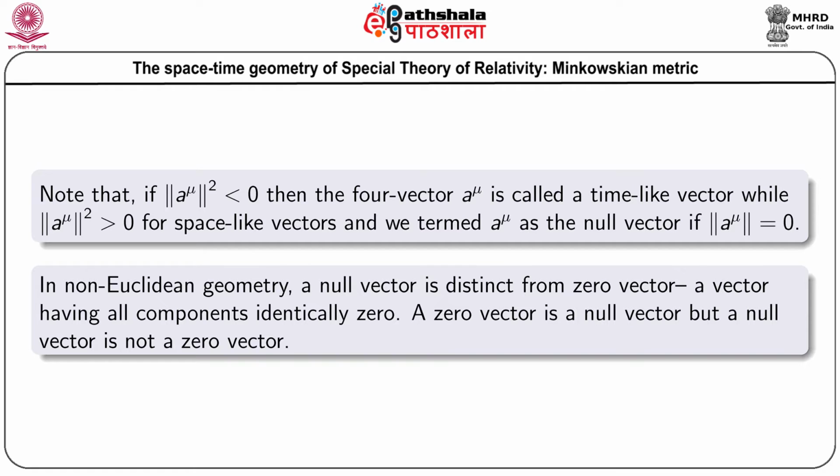Now, in non-Euclidean geometry also, a null vector is distinct from a 0 vector. A 0 vector means a vector having all components identically 0. A 0 vector is a null vector, but a null vector is not a 0 vector. In our previous chapters, we have discussed thoroughly about these things with examples, that a 0 vector is a null vector, but a null vector is not in general a 0 vector.